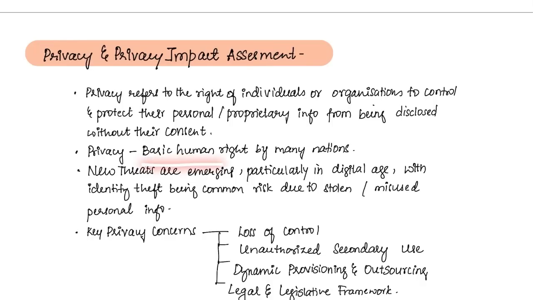Privacy is a basic human right in many nations. Again, the laws and regulations vary from place to place, right? So in general, we can say that it is a basic right. You're staying at your home in your room, so you need privacy, right? Then there are new threats that are emerging. As technology is evolving, there are new threats emerging even with cloud security. In this digital age, identity theft is a common risk due to stolen or misused personal information.